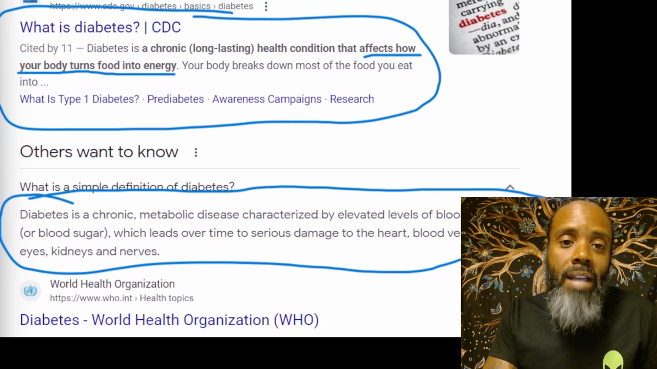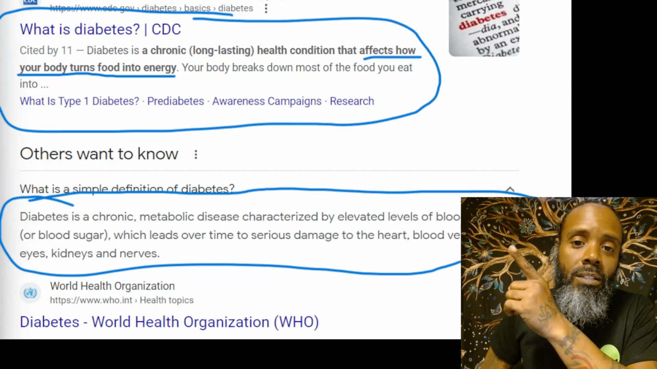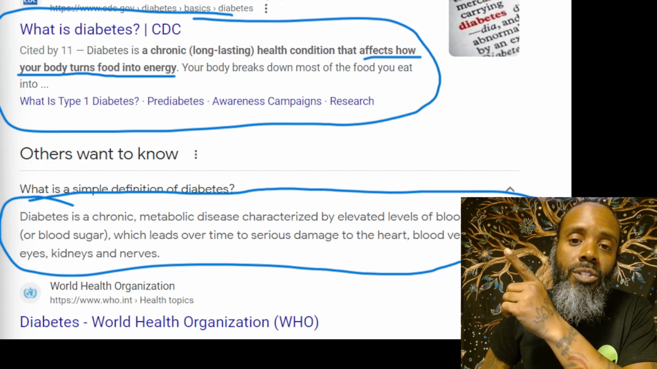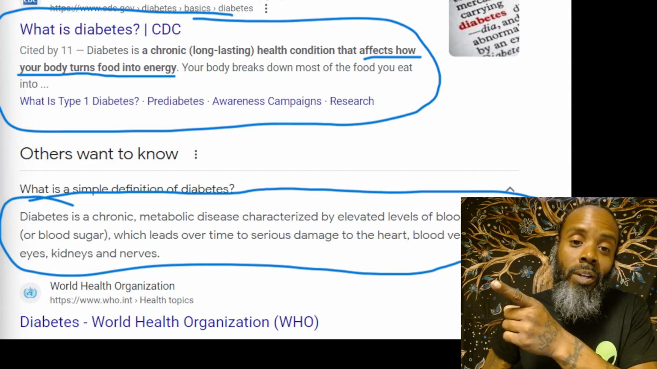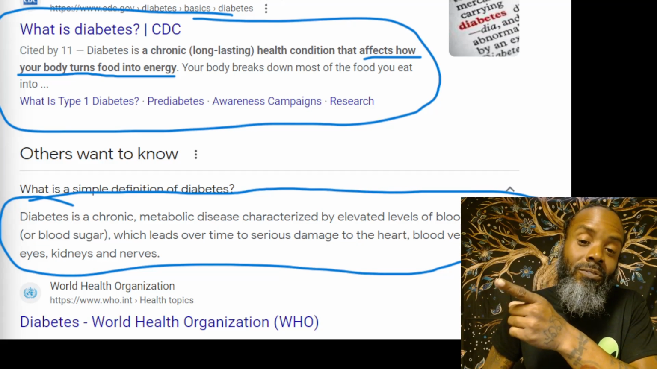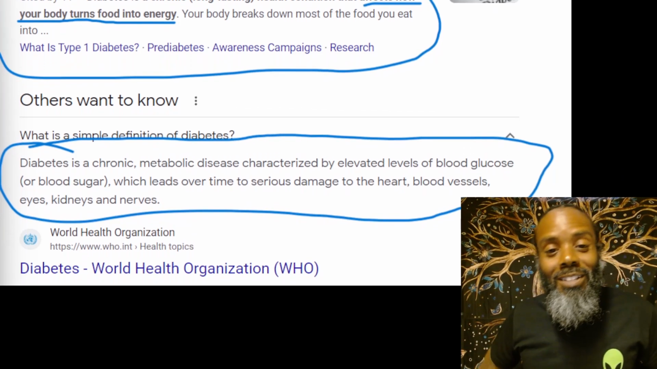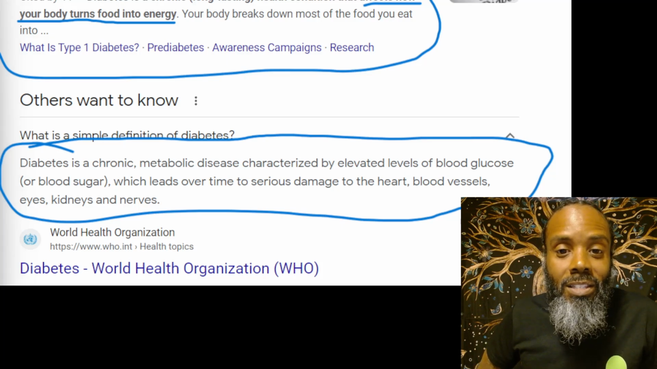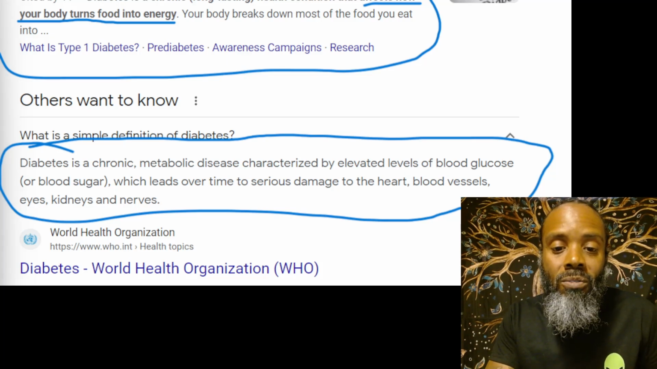Now let's talk about diabetes. What is diabetes? Diabetes, I'm up at the top, is a chronic, long-lasting health condition that affects how your body turns food into energy. I like that definition. It was really simple. Now, if you come down here, what is a simple definition of diabetes? That definition wasn't that simple to me. But diabetes, the simple definition, is a chronic metabolic disease characterized by elevated levels of blood glucose or blood sugar, which leads over time to serious damage to the heart, blood vessels, eyes, kidneys, and nerves.